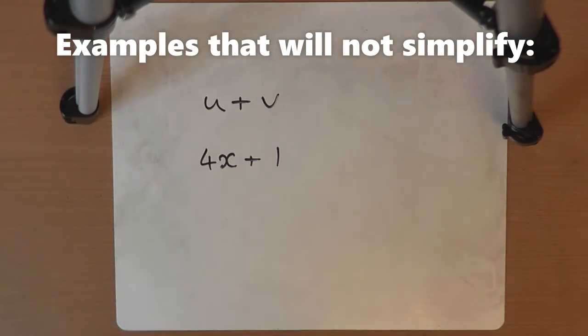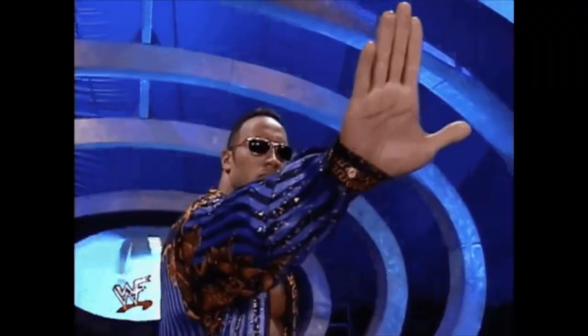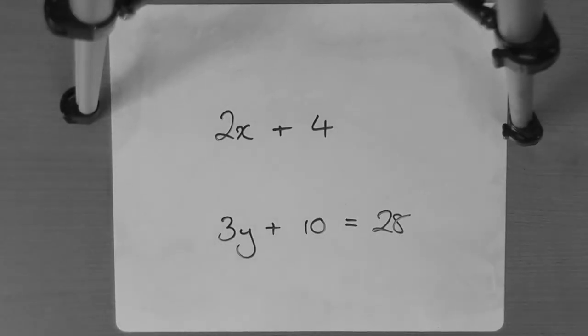And that is not the same as having 5 lots of a particular number. It's 4 lots of a particular number, and then add 1 to it. So this will not simplify either. So if we've got something with a lettered term, a term? Hang on, what's a term? That's another word, surely. Yes, it is, and it's another word that I will use quite regularly.